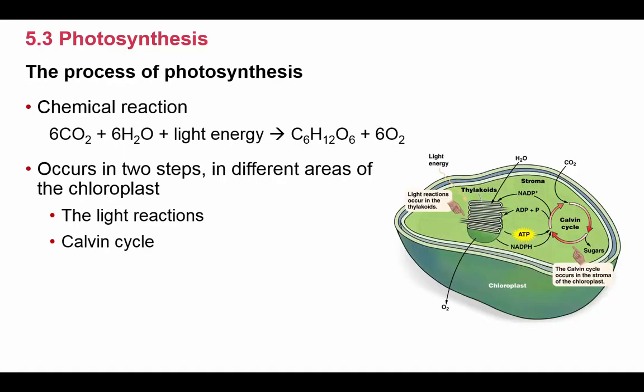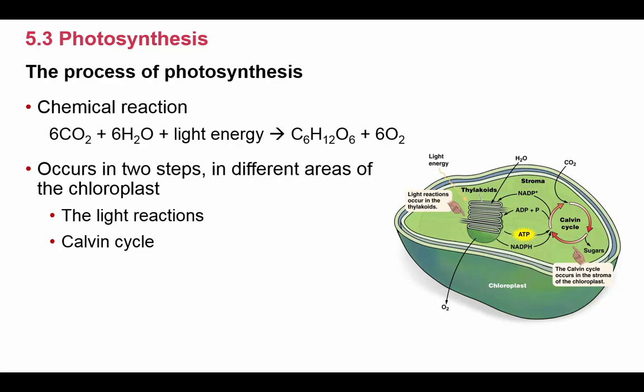This is the equation for photosynthesis. 6CO2 plus 6H2O plus light energy produces C6H12O6 plus 6O2. Now I'm going to tell you, you have to know this formula. You have to understand this formula.